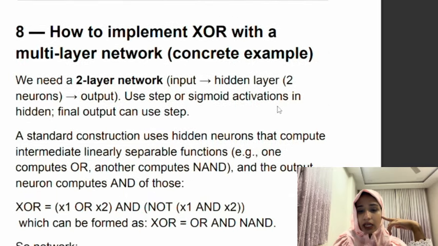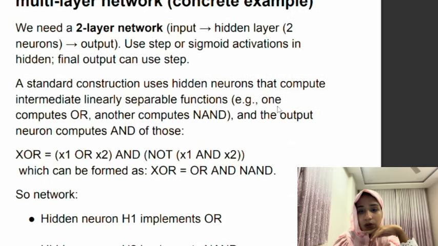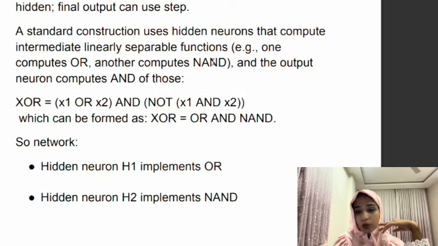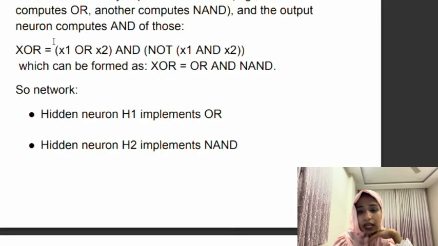How to implement XOR with a multi-layer network? Concrete example: we need a two-layer network. Input, then the hidden layer with two neurons, and then the output. Use step or sigmoid activation in the hidden layer. The final output can use step. A standard construction uses hidden neurons that compute intermediate linearly separable functions, and the output neuron computes AND of those.